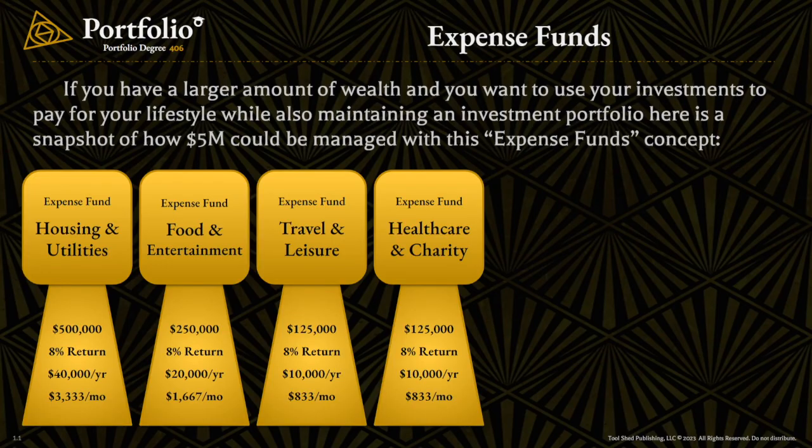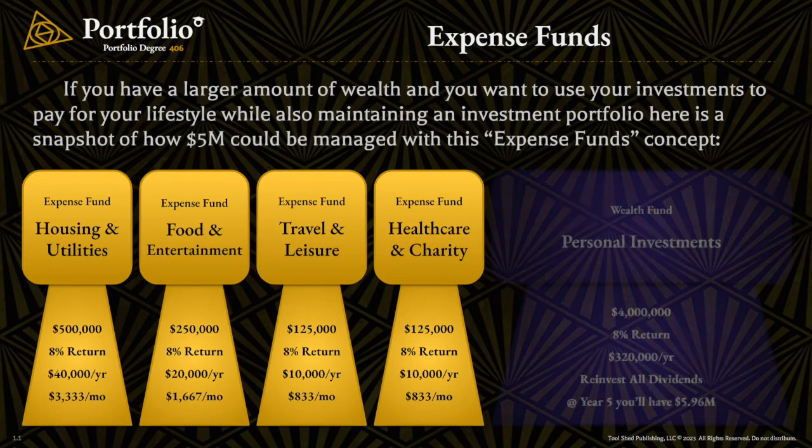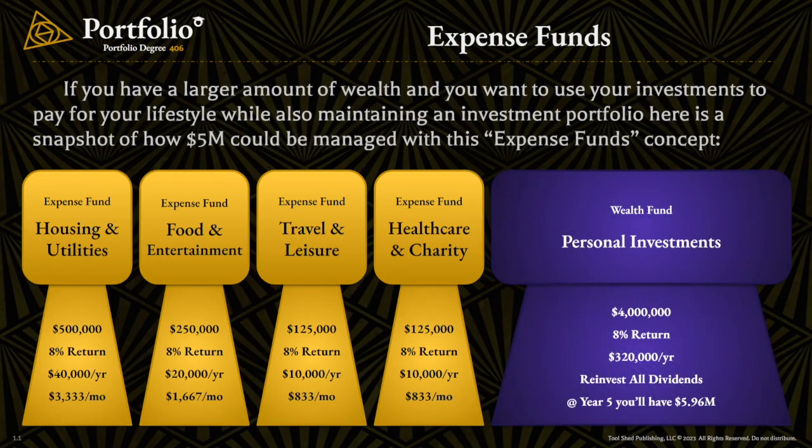Then ultimately, going back to your total net worth, these amounts add up to $1 million, meaning that you would have $4 million remaining for your investment fund. And using the same assumption that you're earning an average 8% annual return, that's going to earn you $320,000 per year. And if you're just reinvesting those earnings, after 5 years, you're going to have $6 million, and it will continue to grow from there.